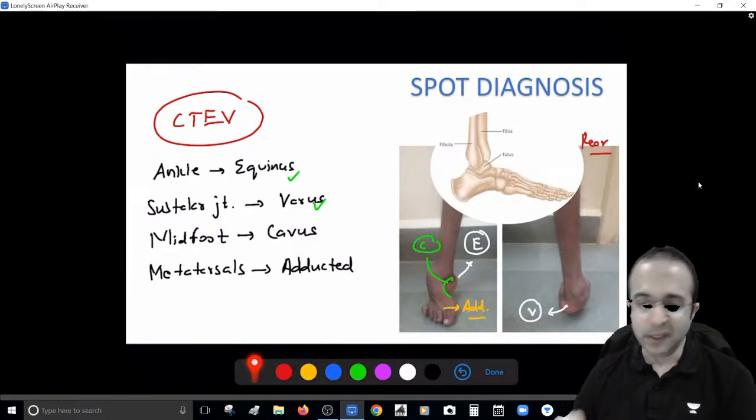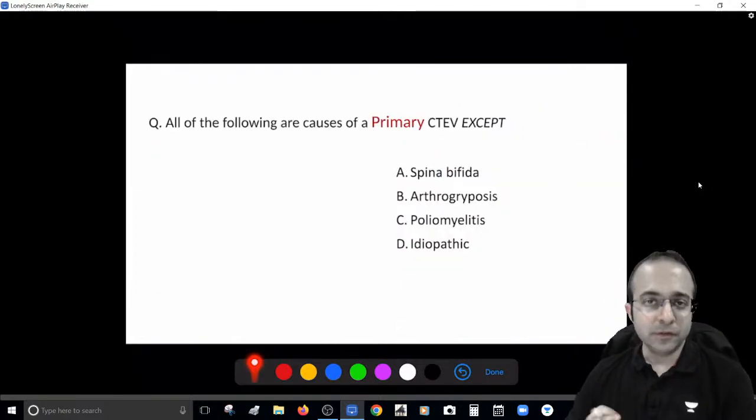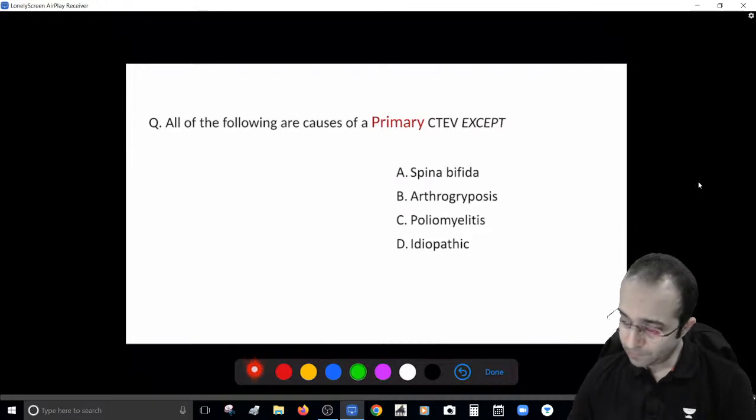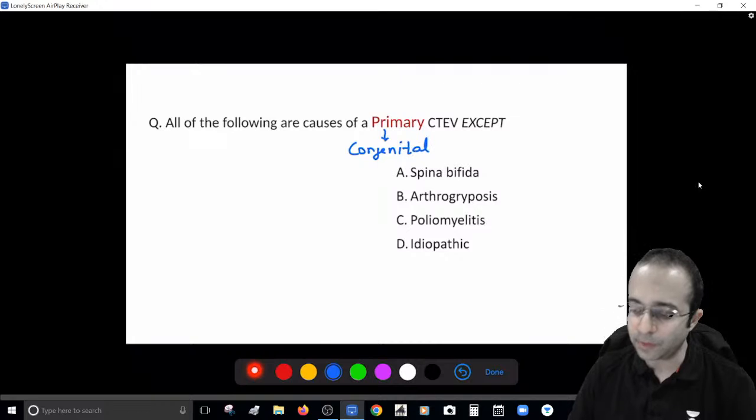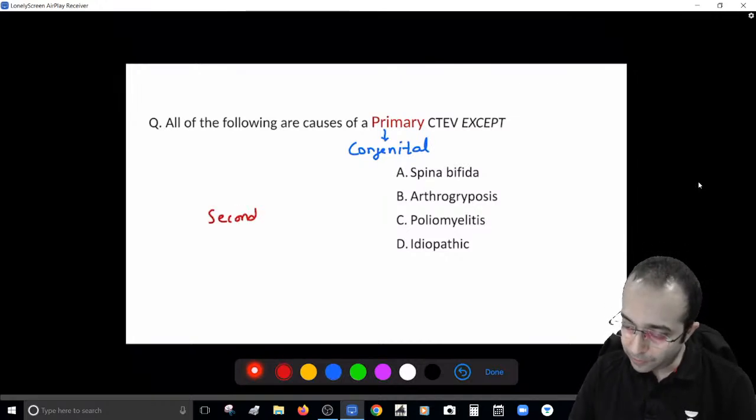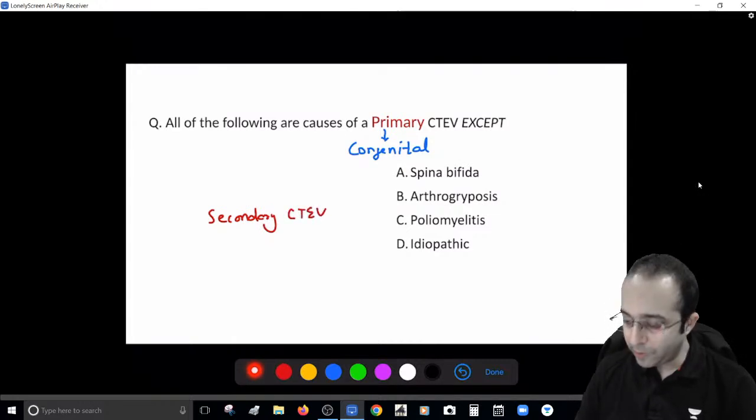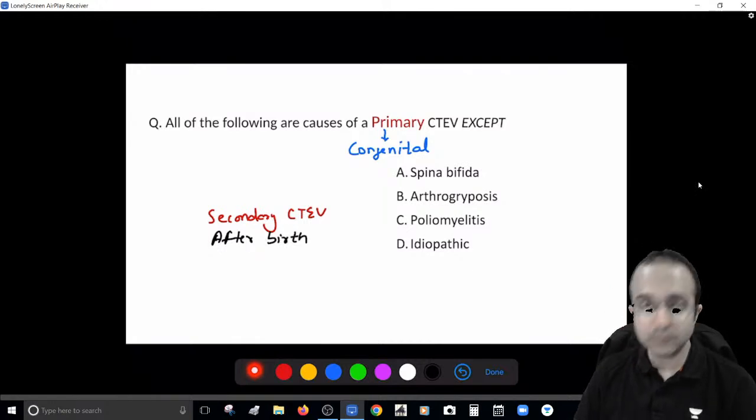Now in CTV, this question was asked once: which of the following are causes of primary CTV and which is not. So primary CTV is the congenital variety of CTV, when this deformity is present since birth. There is another variety called secondary CTV, where the CTV develops after birth.